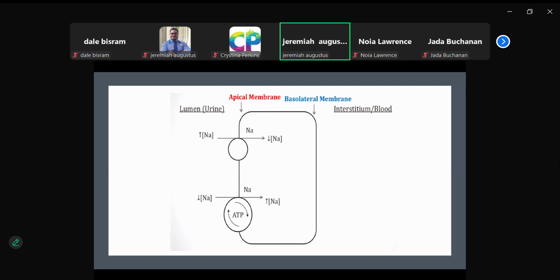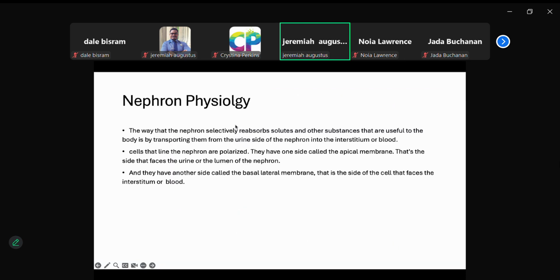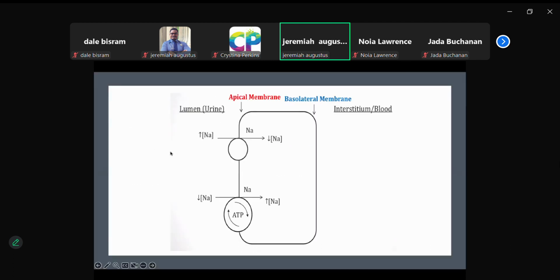Now, how it absorbs this is via several ways. There could be specific protein channels that just carry a particular solute; we're using sodium here right now, across from the urine into the cell.